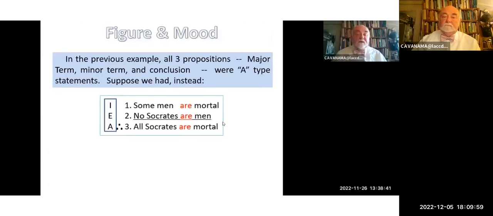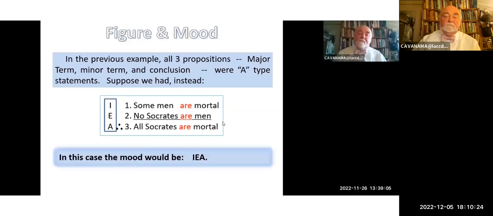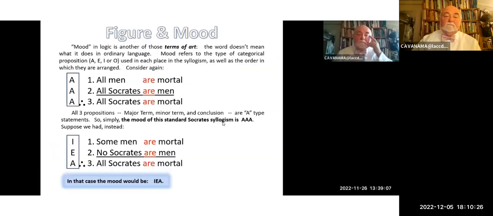Take this example. Some men are mortal. No Socrates are men. Therefore, all Socrates are mortal. Well, okay. Which is the quantifier in the major premise? It's some, which is the quantifier of the I proposition. And in the minor premise, the quantifier is no, which is the quantifier for the E proposition, and in the conclusion, all, which is A. So the mood of this one is IEA instead of AAA as in the previous one.